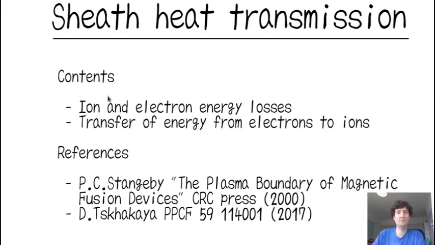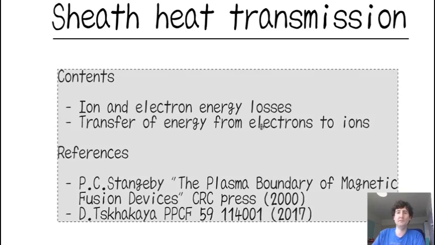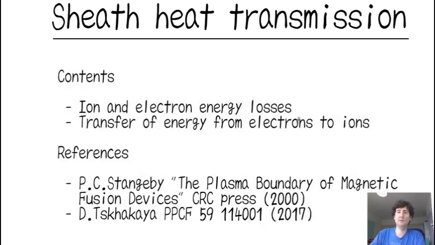In this lecture I'll discuss the ion and electron heat losses, and how energy is transferred from the electrons to the ions. What we'll see is that in the plasma, the electrons lose the most energy, so the electron heat loss is higher than the ion heat loss. But inside the sheath, which is a very narrow layer, there is a transfer of energy from the electrons to the ions. And so the ions arrive at the surface with more energy than the electrons.